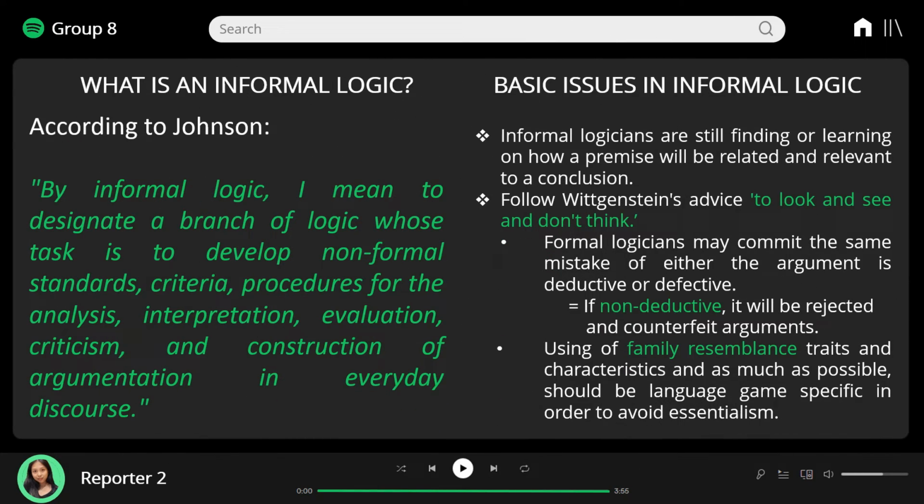So what is an informal logic? According to Johnson, by informal logic, I mean to designate a branch of logic whose task is to develop non-formal standards, criteria, procedures for the analysis, interpretation, evaluation, criticism, and construction of argumentation in everyday discourse.